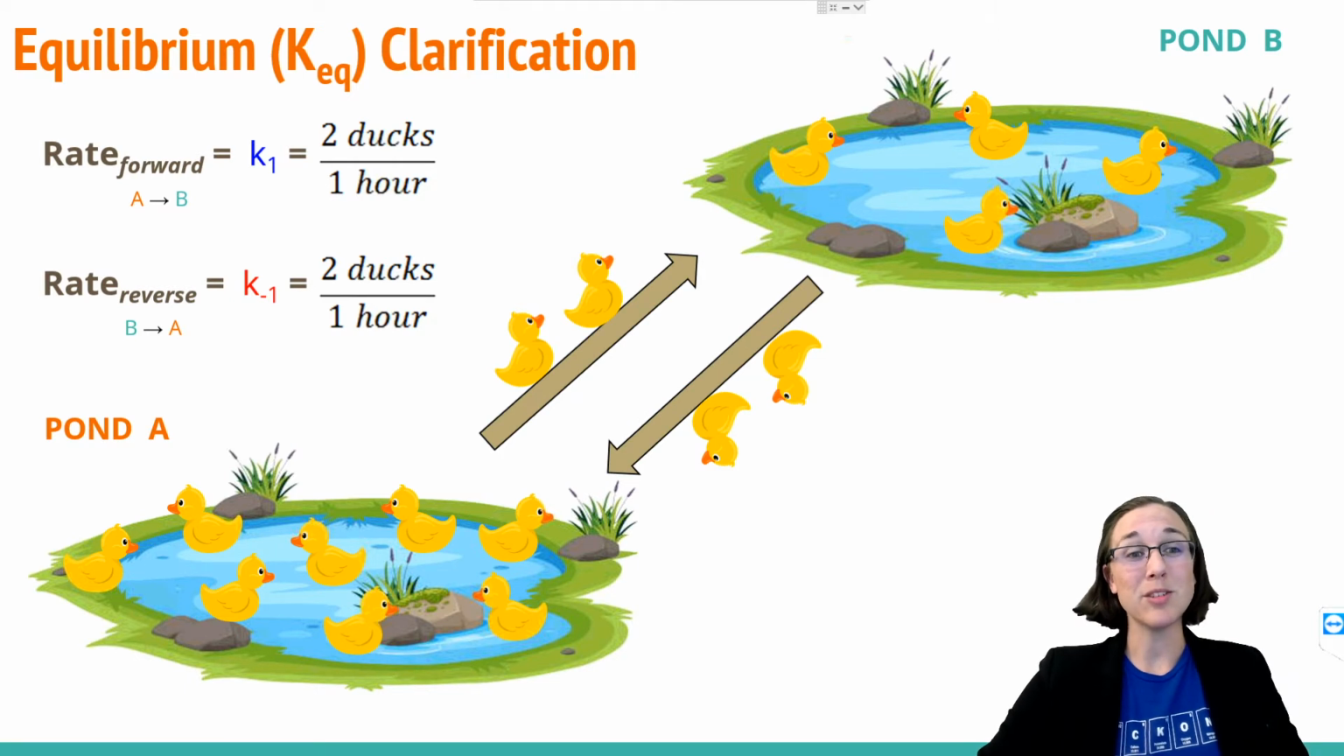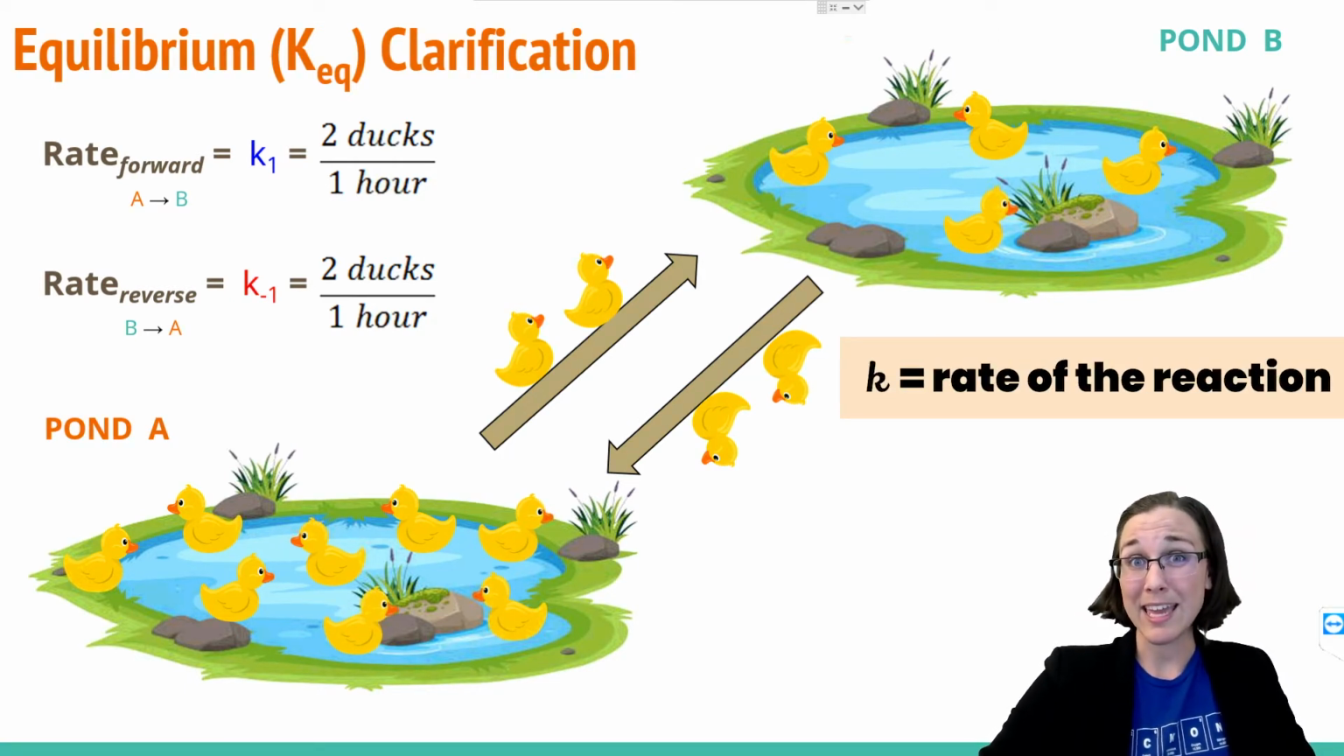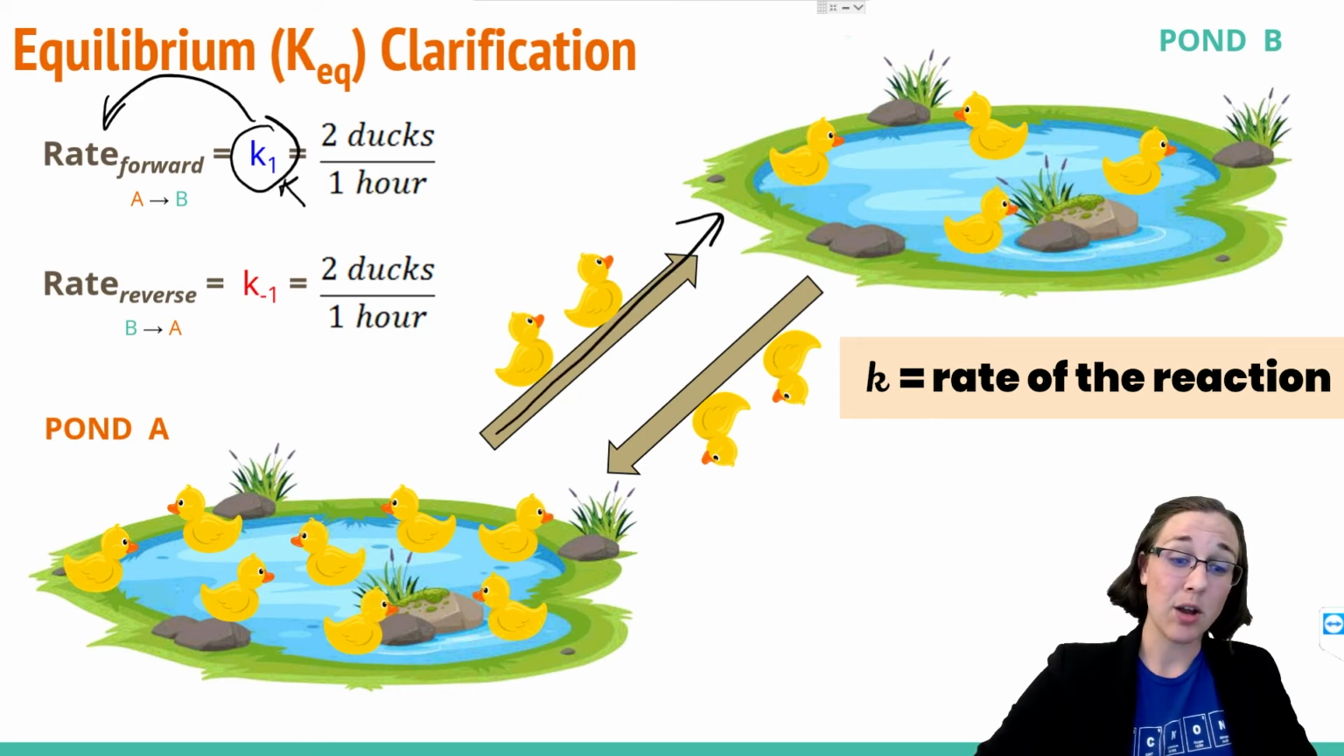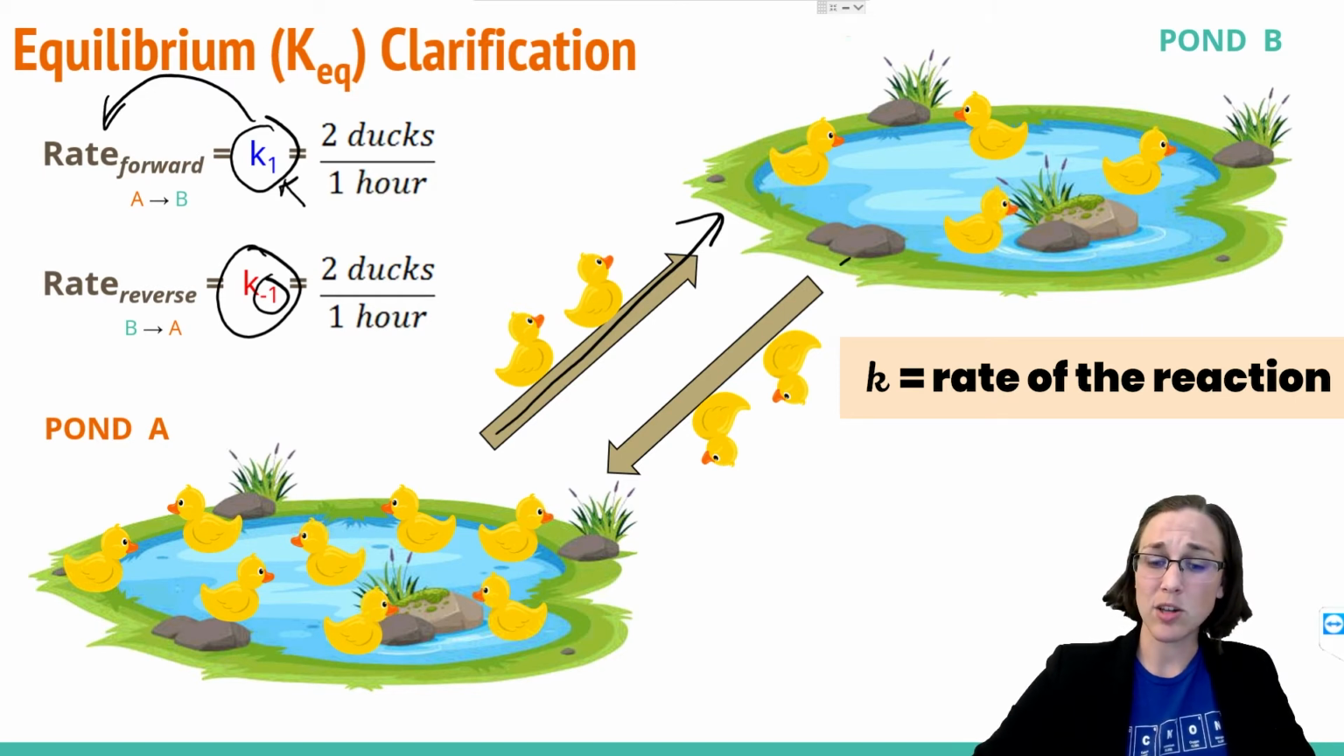Now here's something else you should know. The lowercase k is what we represent as rate. The rate forward is represented by a lowercase k subscript 1, just to indicate that it's the rate that's going forward. And the rate reverse is a lowercase k with a -1 subscript, just to indicate that it's going backwards.